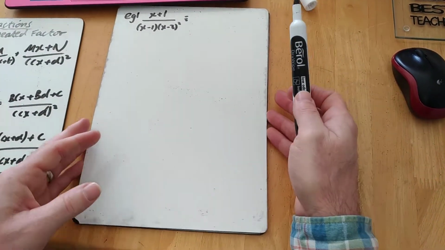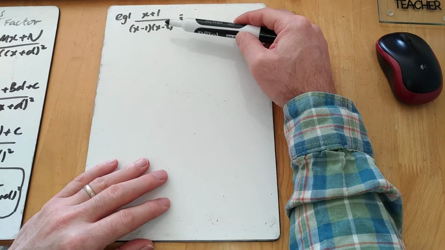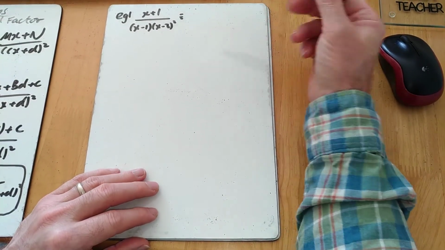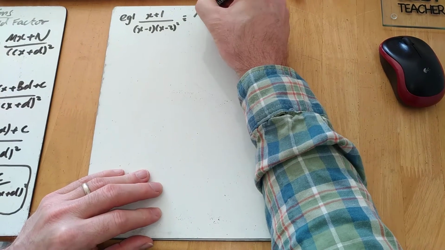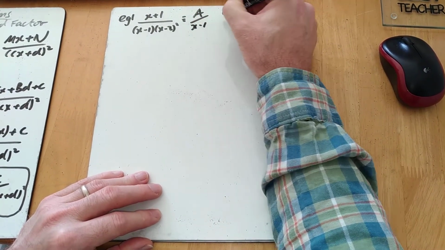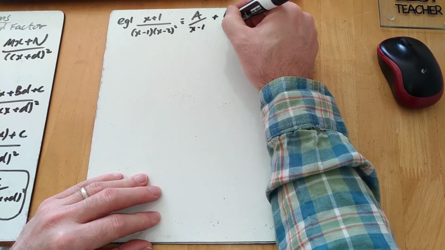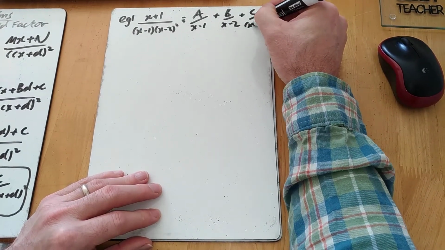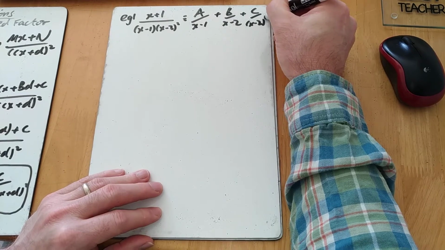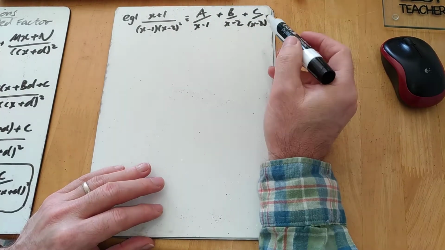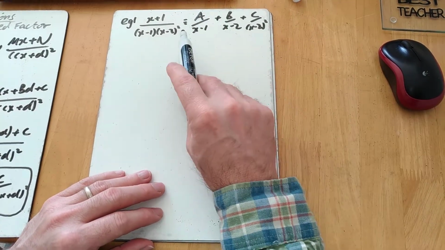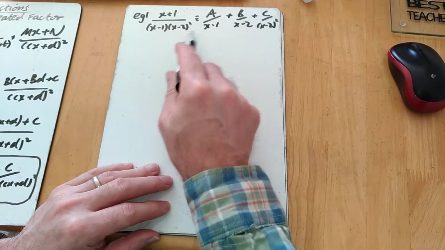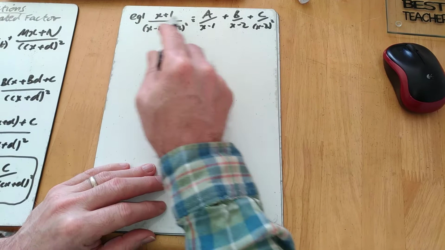We've got a nice straightforward linear over cubic: x plus 1 over x minus 1 times x minus 2 squared. So we do our setup: a over x minus 1, plus b over x minus 2, and then plus c over x minus 2 all squared. Now, when we get rid of our denominator, please be aware we're not multiplying by that and that and that. We are multiplying by this. This is our lowest common denominator, and we're getting rid of it.